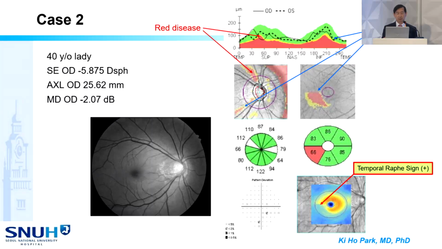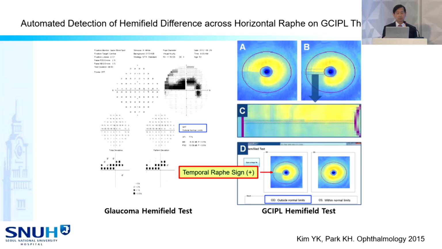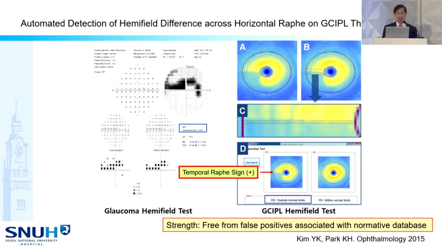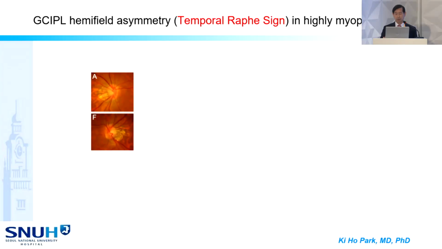We call that temporal raphe sign. So back to this slide. The strength of the temporal raphe sign is that it is free from false positives associated with a normative database, a poor normative database which does not include the highly myopic eyes.